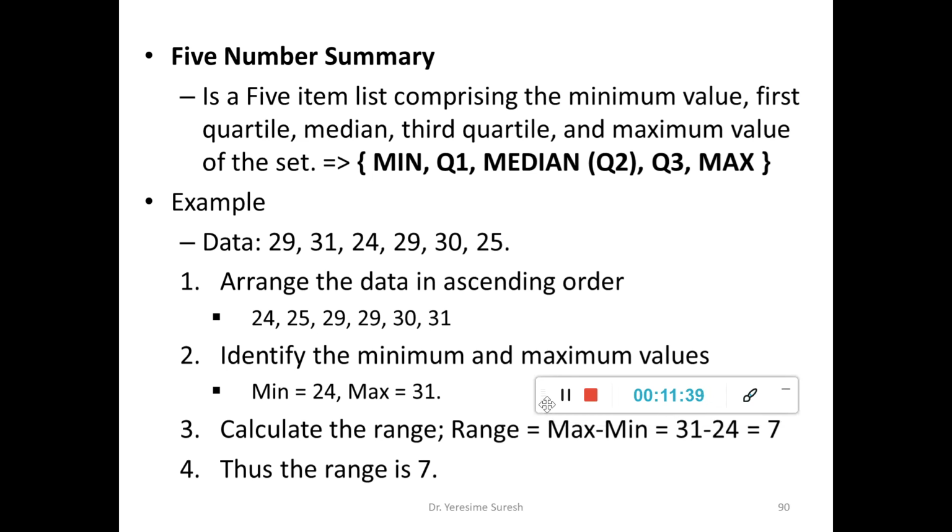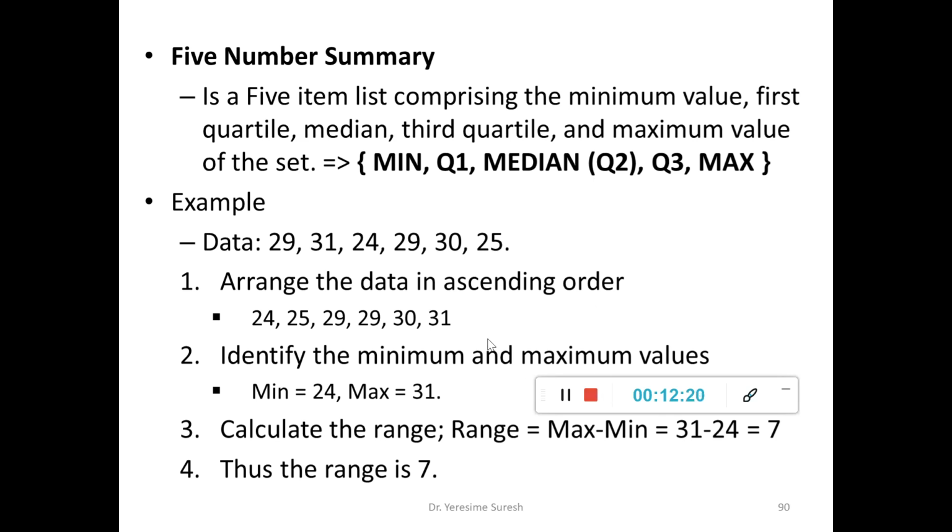Next, we have a concept of dispersion called the five number summary, wherein the data set can be summarized using 5 tuples, that I call a 5 item list. It is a 5 item list comprising the minimum value, the first quartile Q1, the median, the 50th percentile or Q2, the third quartile Q3, and the maximum value of the set. So the minimum and maximum values bound the range, and in between I'll have Q1, Q2 and Q3, and exactly at the 50th percentile I'll have the median value.